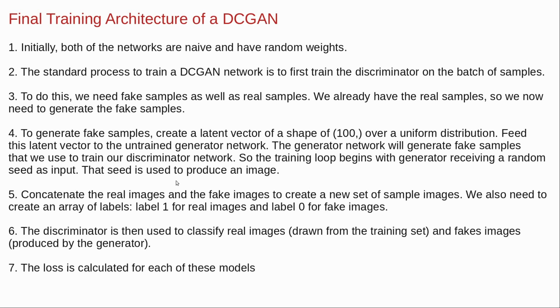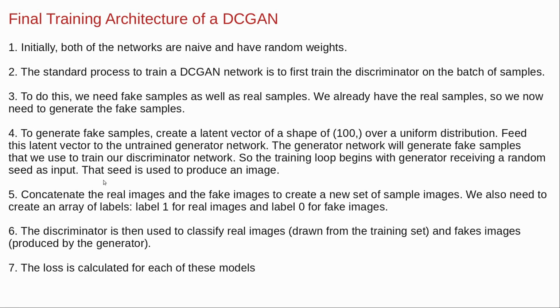That seed is used to produce an image, and then we concatenate the real images and the fake images to create a new set of sample images. We also need to create an array of labels, a label 1 for real images and label 0 for fake images, which is the whole purpose of this training: each real image will be labeled as 1 and each fake image will be labeled as 0. Now, after that, the discriminator is used to classify real images drawn from the training set and fake images produced by the generator. And the loss is calculated for each of these models.